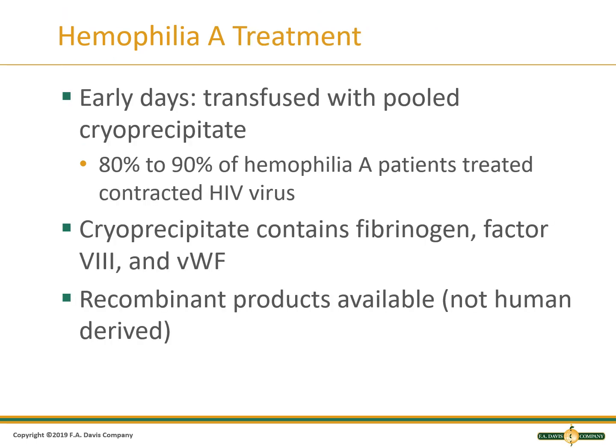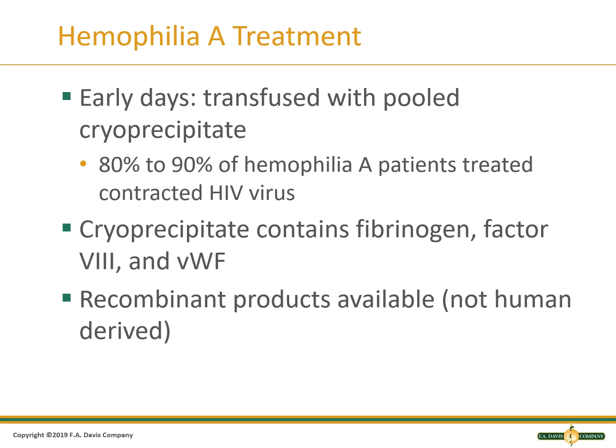So previously, in the earlier days, patients with hemophilia A were treated with transfused pooled cryoprecipitate. And unfortunately, prior to 1985, this product, which is pooled plasma from a donor pool that has the factor concentrates within it, was not screened for the HIV virus, and unfortunately 80 to 90% of hemophilia A patients contracted the HIV virus, as well as other viruses, probably hepatitis B and hepatitis C.